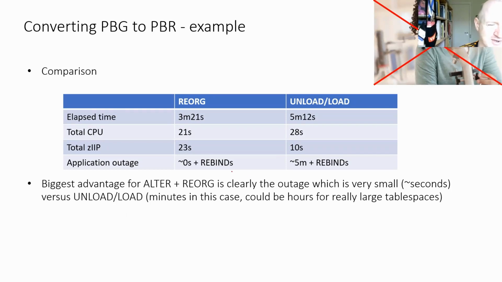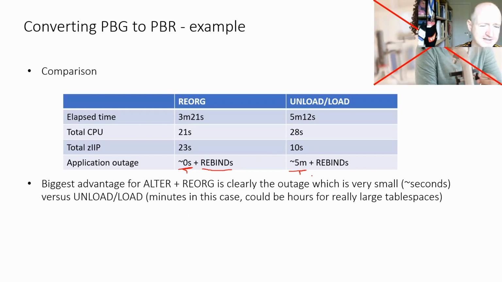But I think where the difference really is, is in the application outage. So for the alter plus reorg, the application outage is really 0 seconds, or close to 0. It's very low. In my case, it was 0 seconds because I don't have much workload. In a real production environment, it would be larger, obviously. And the rebinds are kind of an application outage as well, so they should be factored in. Whereas in the unload load scenario, I would have an outage of 5 minutes, in this case 5 minutes and 12 seconds. So it would be much longer.